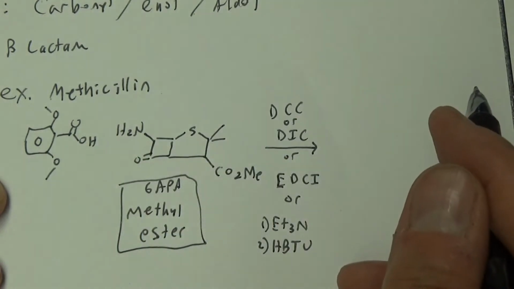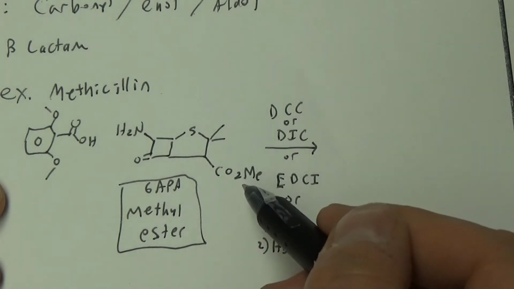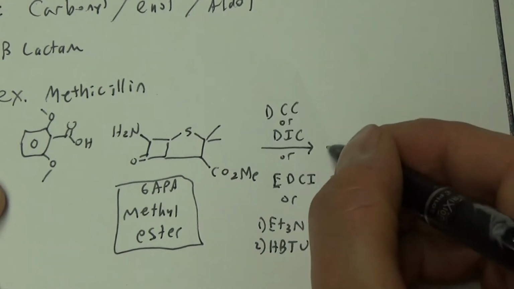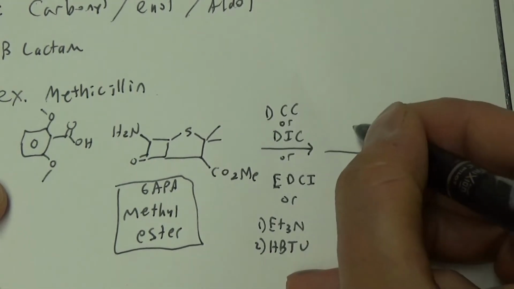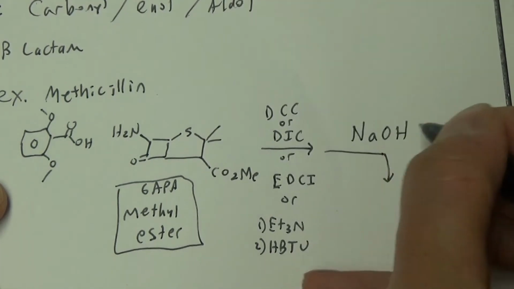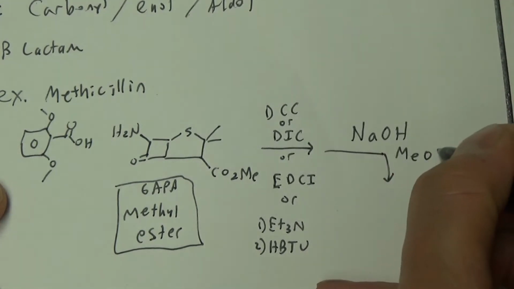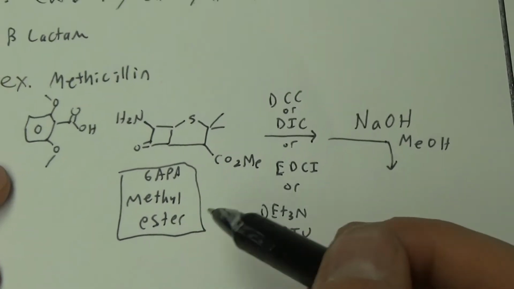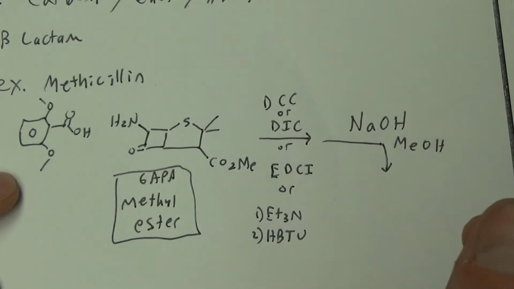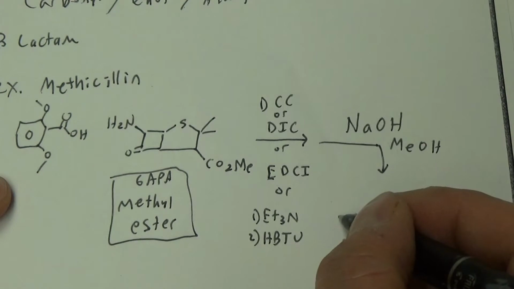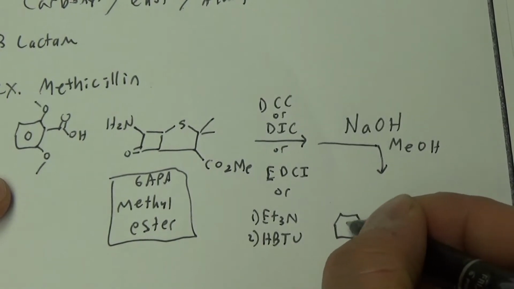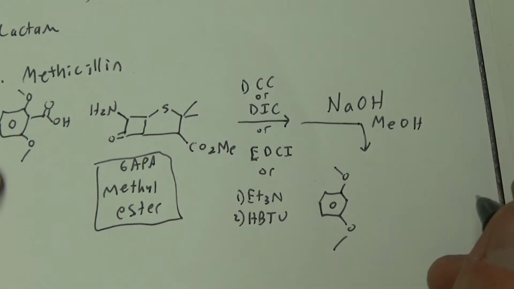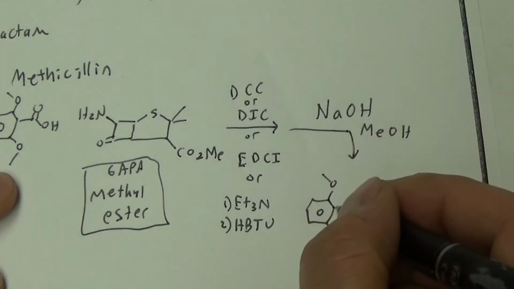Okay. What else do we have to do? We have to remove the ester, and we can do that with just NaOH, methanol or something like that. That's just ester hydrolysis. And then the end result is we get methicillin, which is a popular penicillin derivative antibiotic. Alright, so we got our 2 methoxys.